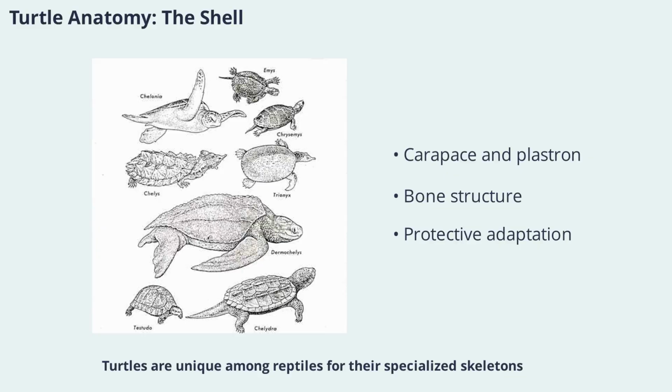Turtles are unique among reptiles for their specialized skeletons. Their shells consist of two main parts, the upper carapace and the lower plastron, joined by a bridge on each side. The carapace is made up of numerous bones connected by jagged sutures, while the plastron includes a median bone and paired bones. These structures provide protection and support, allowing turtles to thrive in diverse habitats from rivers to deserts.